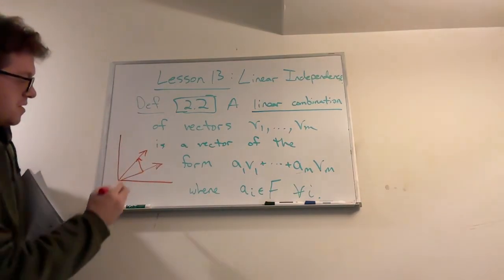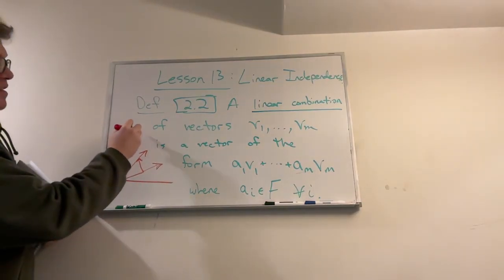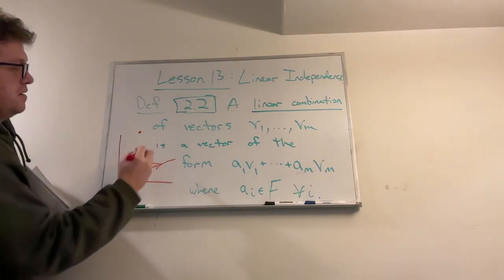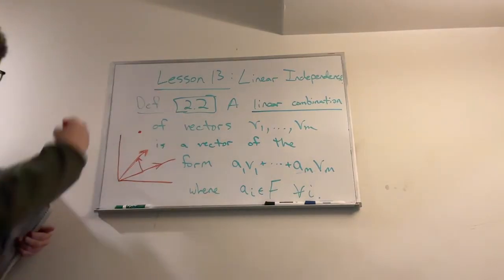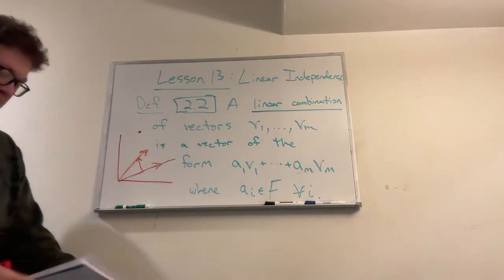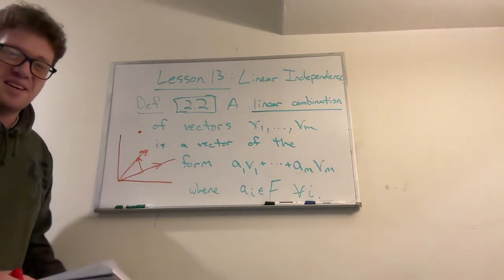Maybe this is a bad picture, but if I pick any other vector here, it's some multiple of this plus some multiple of this vector. And it actually fills out the whole plane. Probably not the best picture, but we'll get more pictures in a second probably.